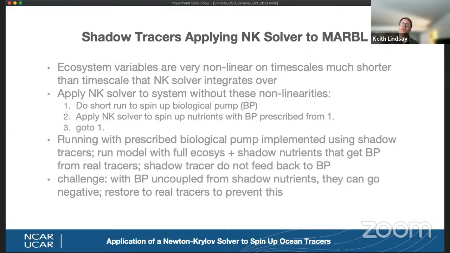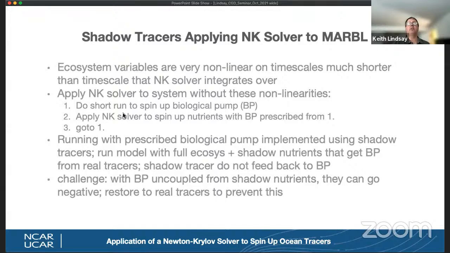What we're able to do with this new framework is implement a shadow tracer approach. This is what I referred to briefly previously, where we have these ecosystem variables that vary non-linearly on these short time scales, like primary productivity consuming nutrients in weeks, compared to the many years that we're integrating the model over. The way that we can apply the Newton-Krylov to these tracers is we can apply the Newton-Krylov system solver to the system without these nonlinearities.